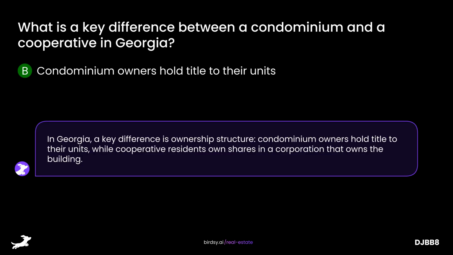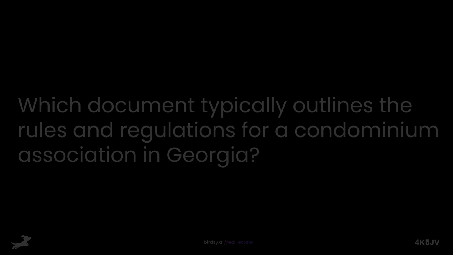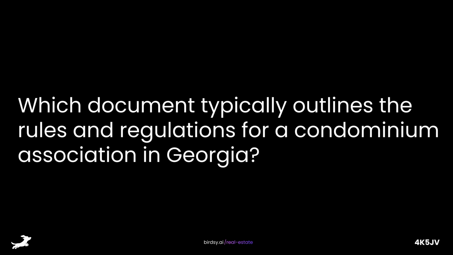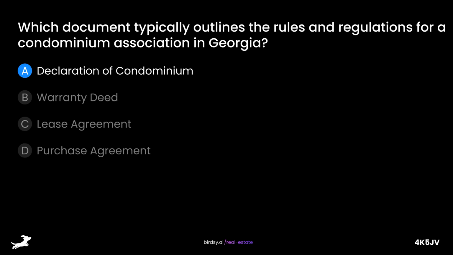In Georgia, a key difference is ownership structure. Condominium owners hold title to their units, while cooperative residents own shares in a corporation that owns the building. Which document typically outlines the rules and regulations for a condominium association in Georgia? Is it A. Declaration of Condominium? B. Warranty deed? C. Lease agreement? Or D. Purchase agreement? The answer is A.